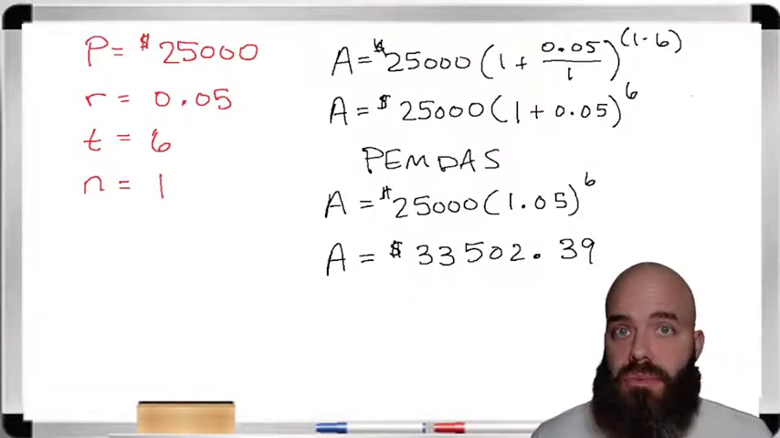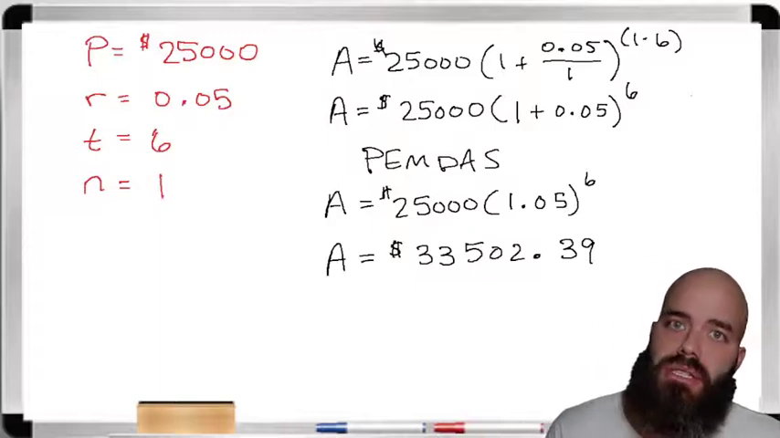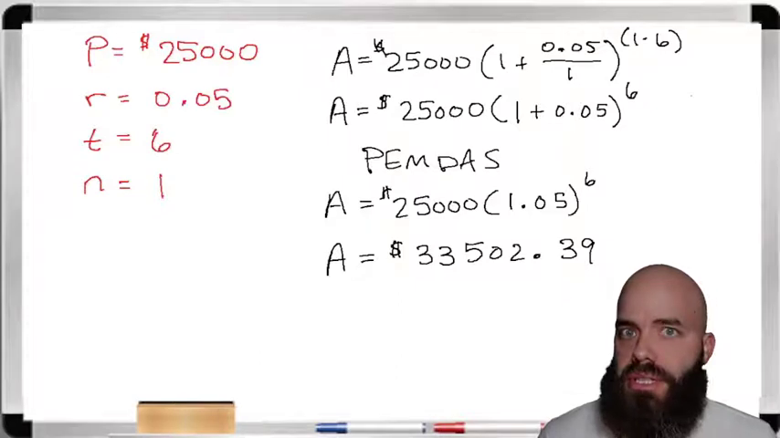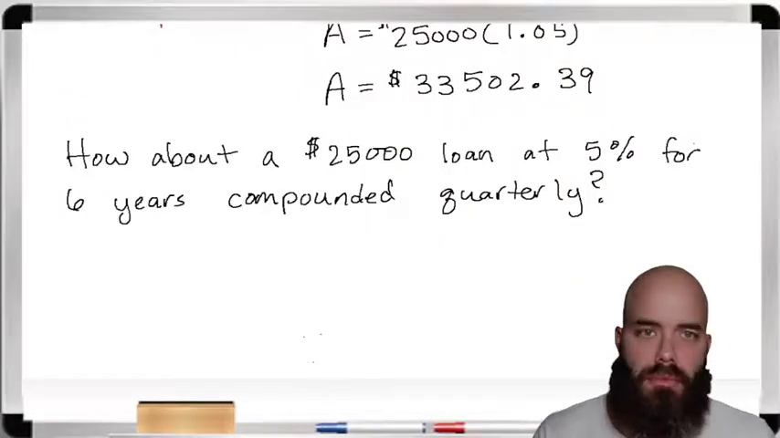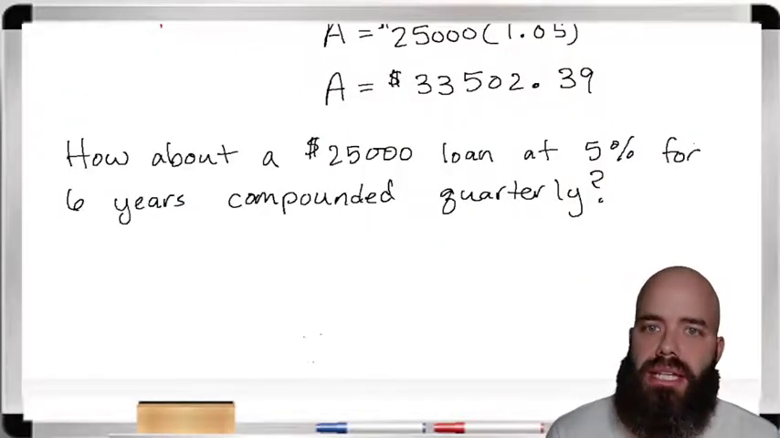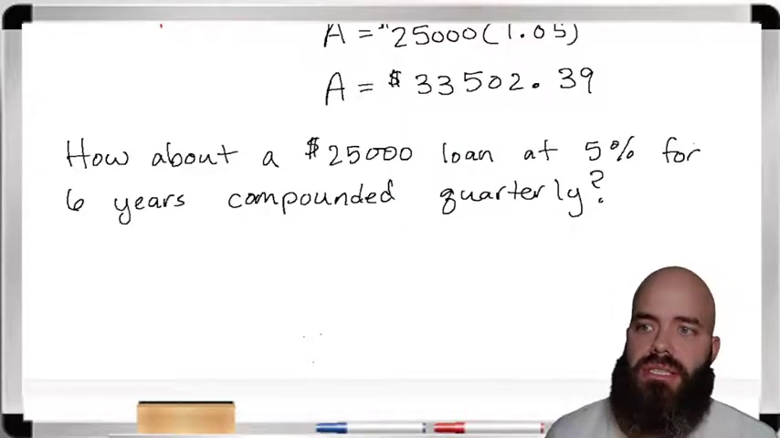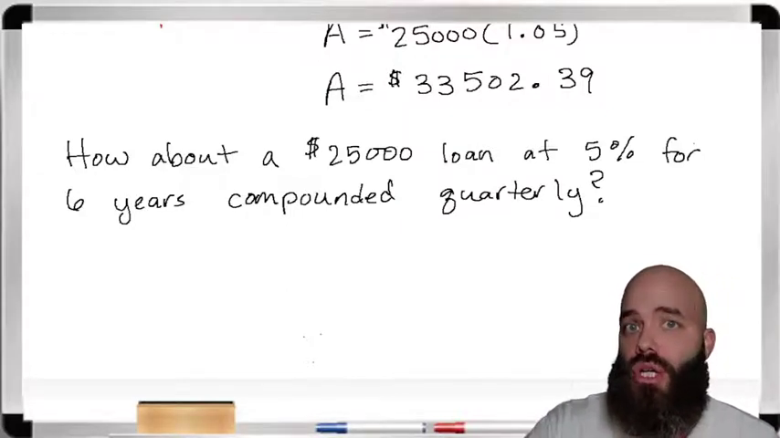All right, so see the difference in simple interest and compound interest. Now, let's just build on this a little bit more. So how about taking the same loan, $25,000, 5%, 6 years, and compounding it quarterly?